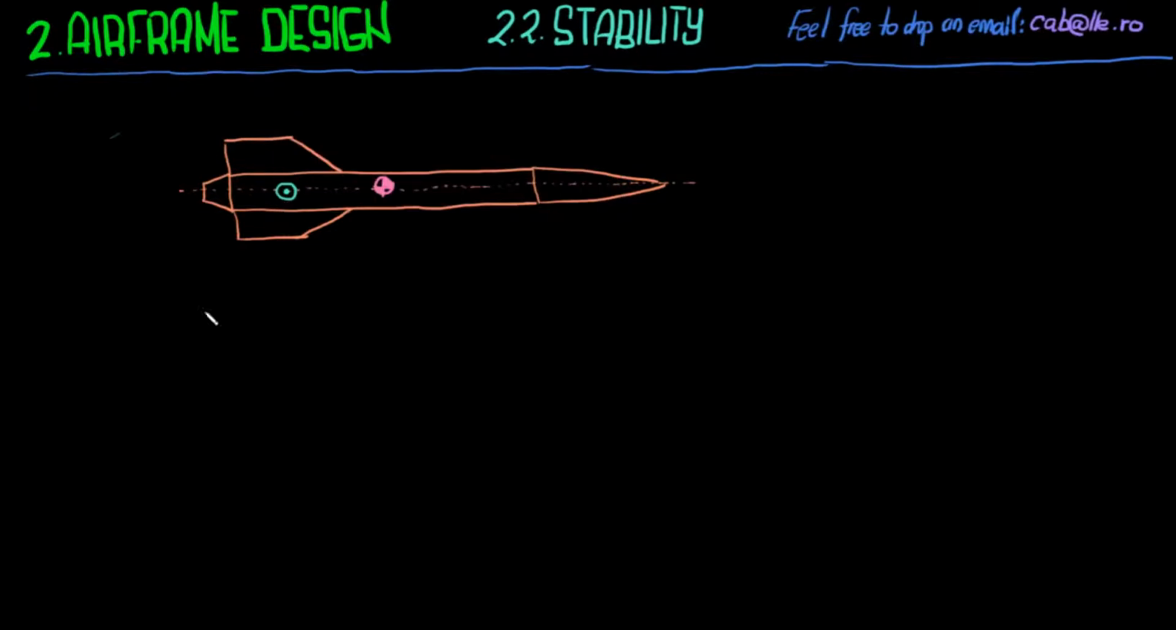Imagine that you launch a rocket vertically, and at one point there's a crosswind. So the effective wind velocity that the rocket sees is at an angle alpha from the rocket axis. We'll call this wind velocity that the rocket sees v infinity.